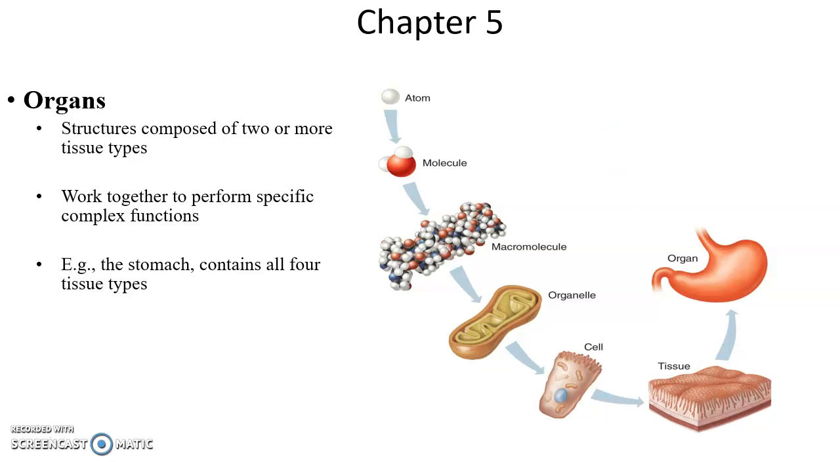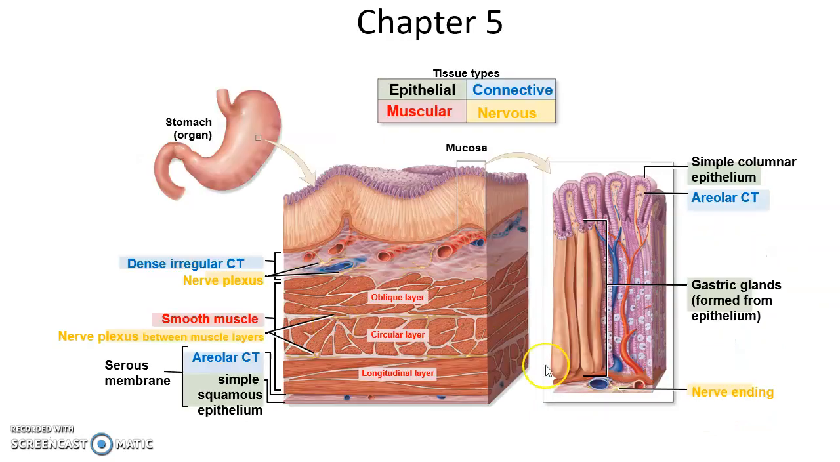Well, an organ is a structure with two or more tissue types, and those tissue types are going to work together to perform some complicated function. So two or more tissues make an organ. Turns out in the stomach, you can see all four kinds of tissues. So here is a cross section of the wall of the stomach. Stomach, again, is a hollow organ, so it has an open space.